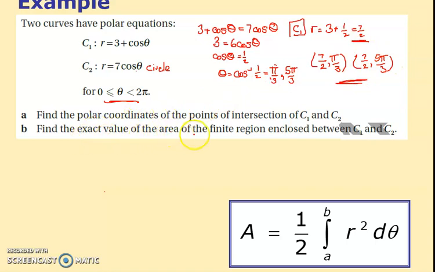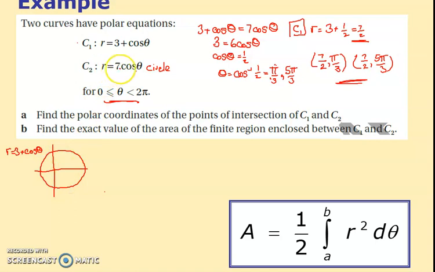Find the exact value of the area of the finite region enclosed between the two curves. Well, first of all, we'll need to draw it. So get your calculator out. This one is the eggy bit I was saying. It definitely goes further one side than the other. And this is the 3 plus cos theta. So that's r equals 3 plus cos theta.